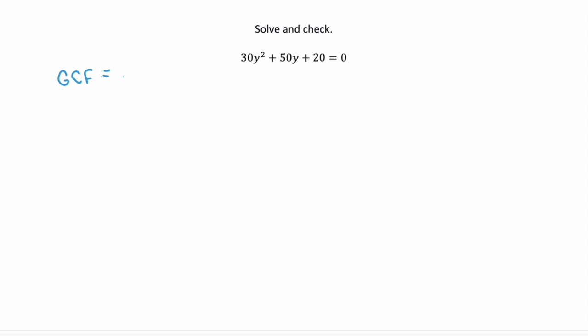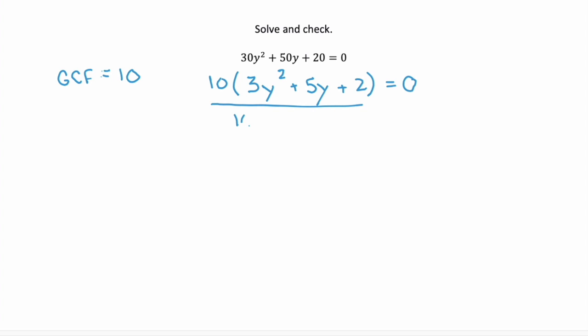We do. Our GCF is 10. Factor out that GCF of 10, and we have a polynomial of 3y squared plus 5y plus 2 equals 0. Now we can continue factoring and factor this polynomial that's left inside the parentheses. But first I'm going to show you that we can divide both sides by 10.